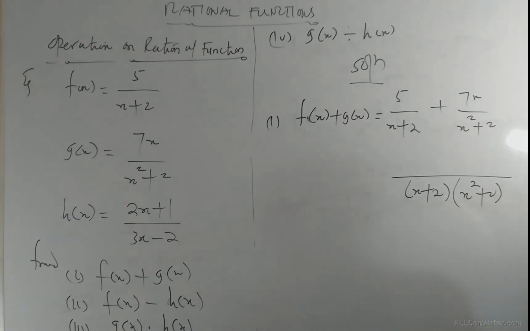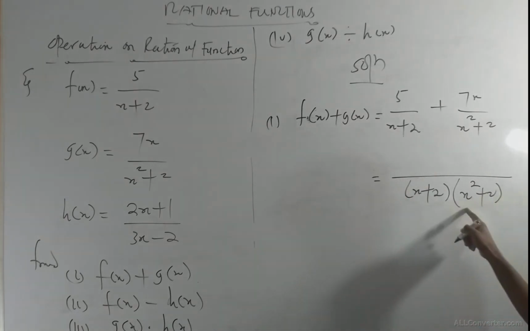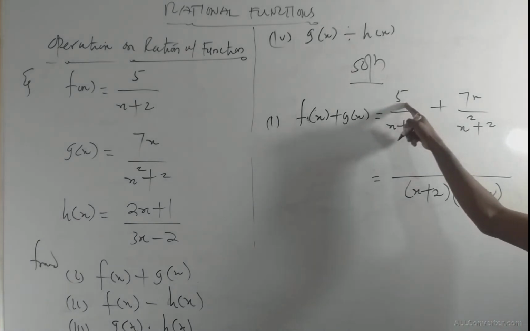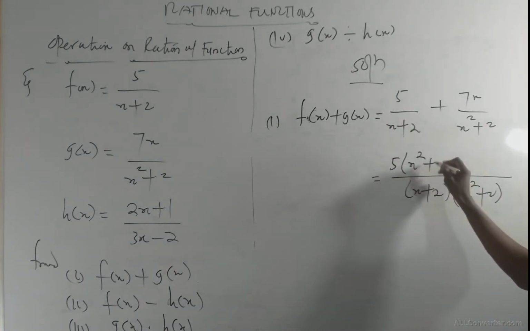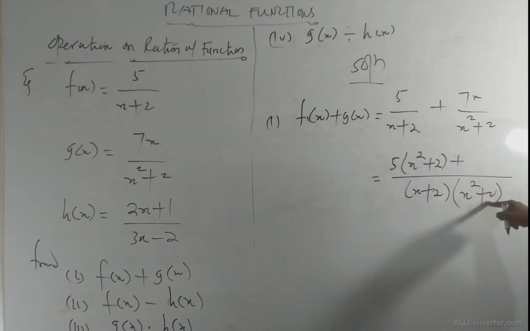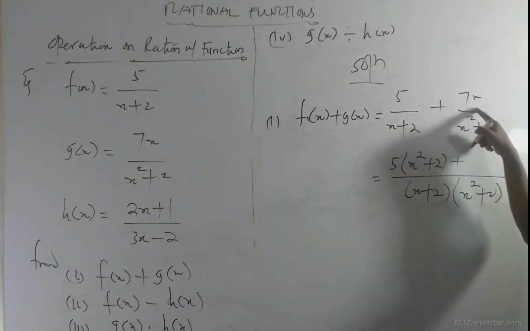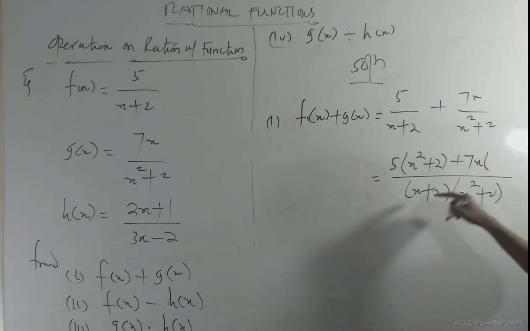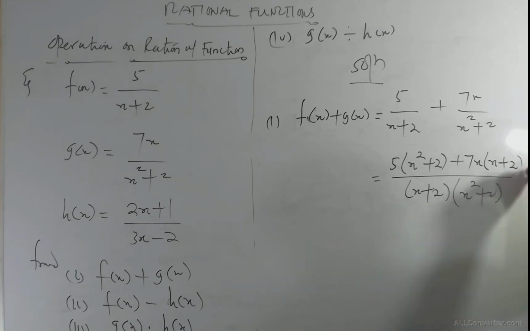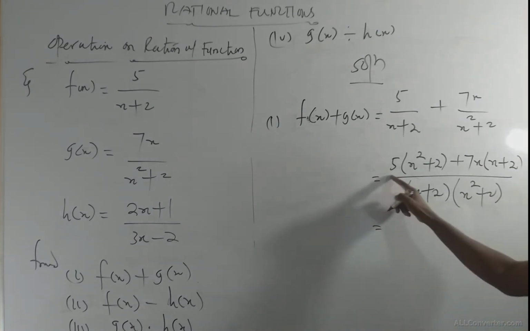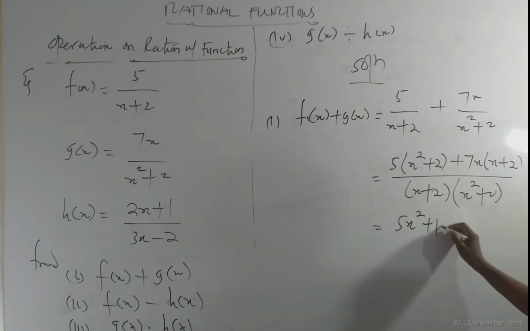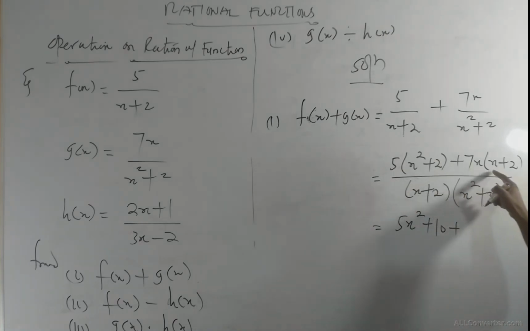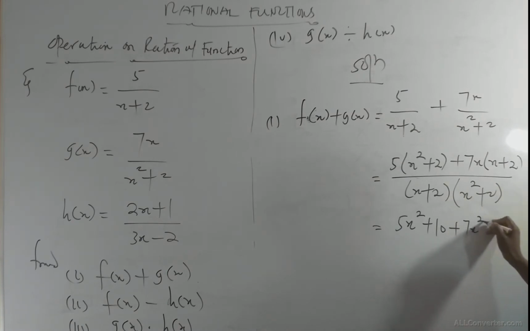So to simplify this here, we are left with this. So this will multiply the numerator. That is 5 times x squared plus 2. Then plus this into this, we are left with this. So this will also multiply 7x. So 7x will multiply x plus 2. And this will be equal to 5 times x squared will give us 5x squared. 5 times 2 will give us 10. Then 7x times x will give us 7x squared, according to the law of indices, and I guess you understand that.